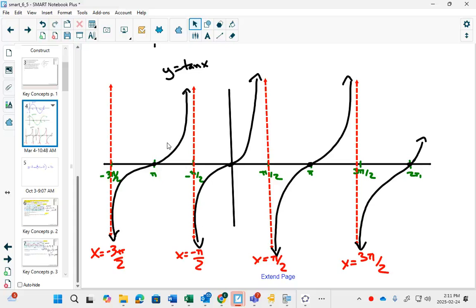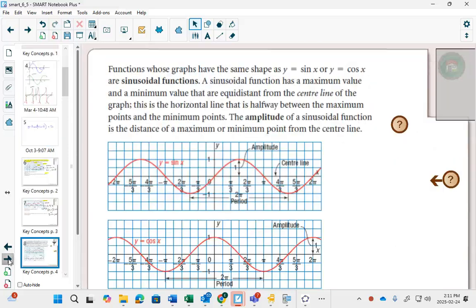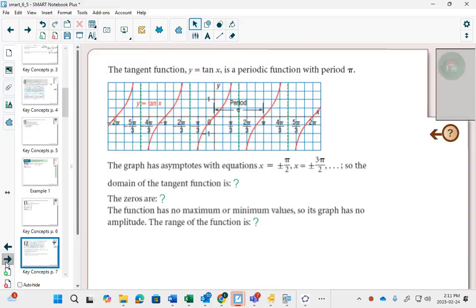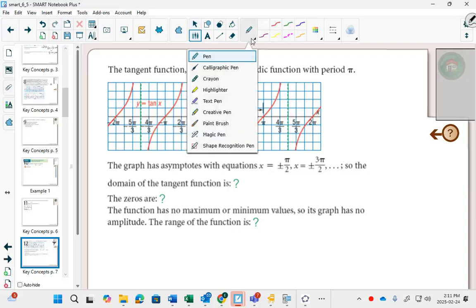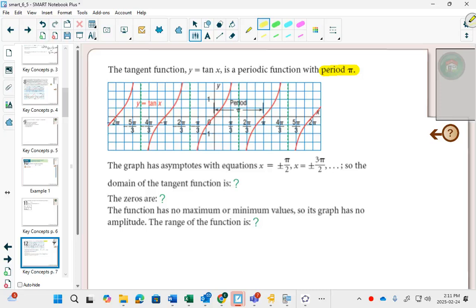That's our tan graph. The properties of our tangent graph are a little bit different than the properties of sine and cosine. First major difference: it only takes pi to repeat itself. It's a much different period. The periods of sine and cosine are 2 pi. There is no amplitude because there's no maximum and there's no minimum.